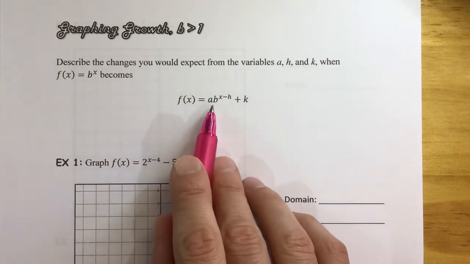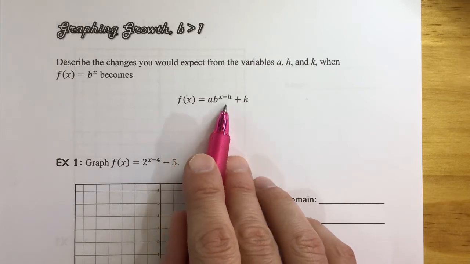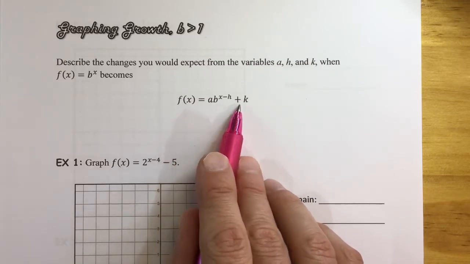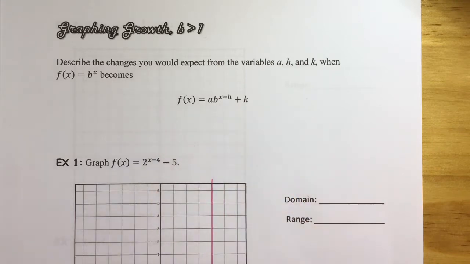So you do have the a value, which is that vertical stretching and compressing. You do have the h value, which is going to be the horizontal shifting. You also have the k value, which is going to be the vertical shifting. And recall that you do see here a minus h because whatever you actually see in the function, you're going to interpret that the opposite as you shift left and right.